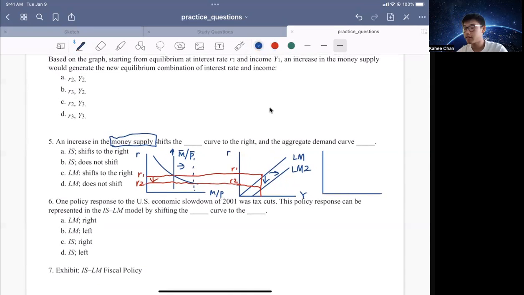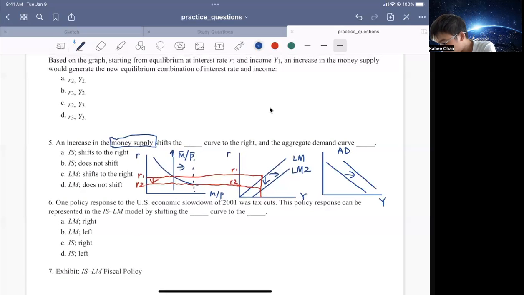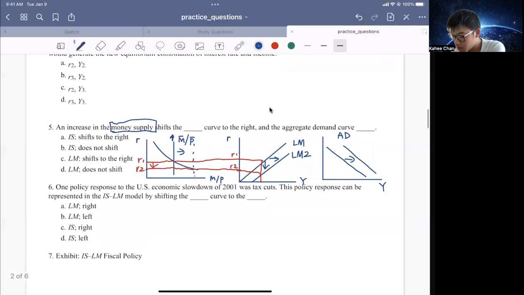When we are graphing the aggregate demand curve, because Y is increasing, the aggregate demand curve is also increasing. So here, the M curve shifts to the right. So LM shifts to the right. So the answer is C for number 5.